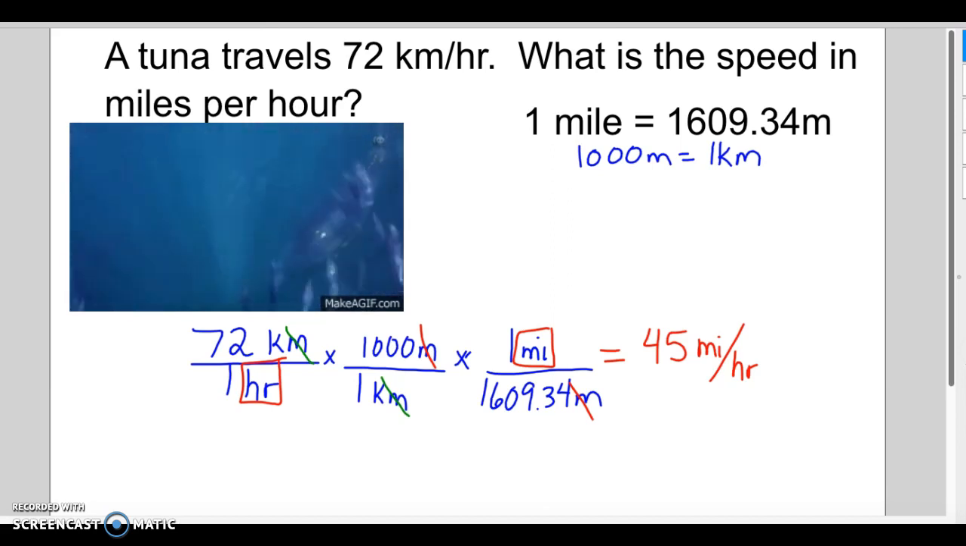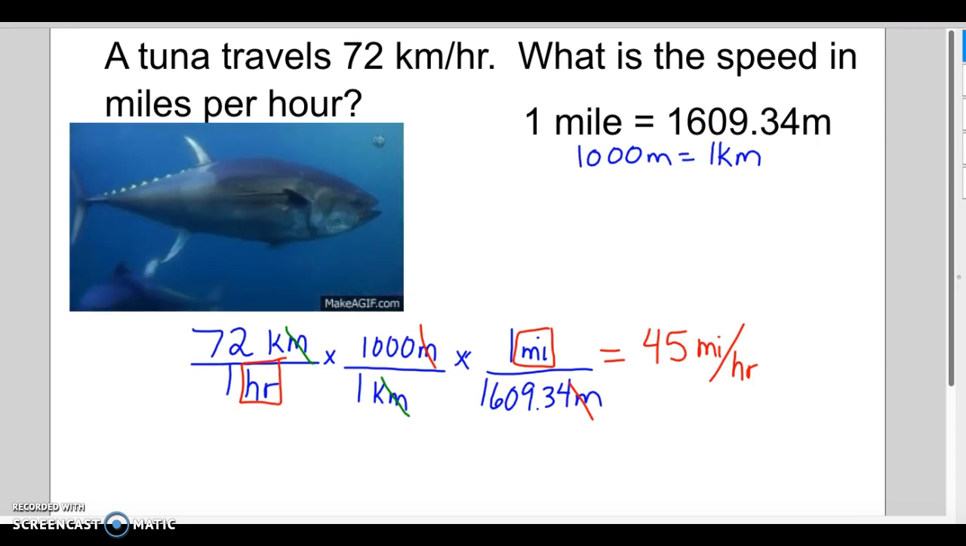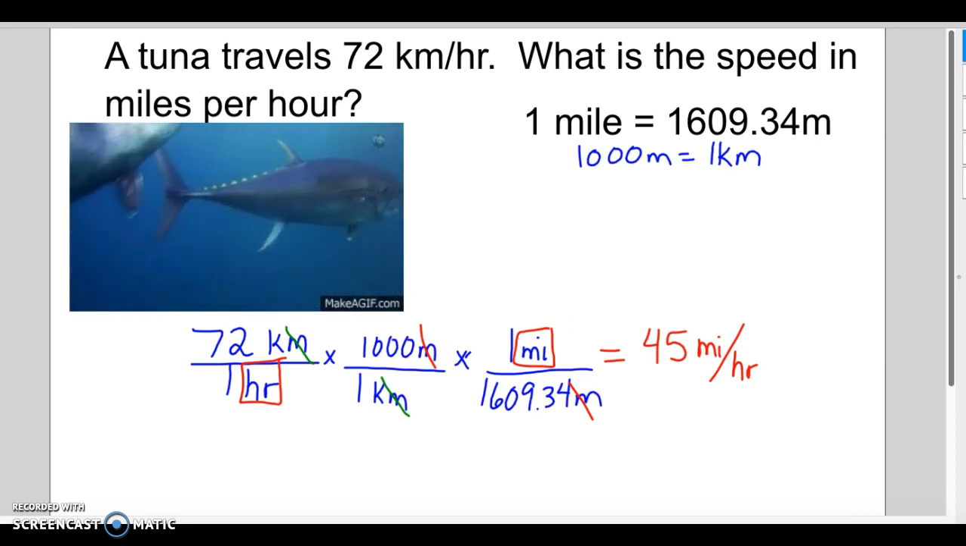So I hope that helps as you do these problems with dimensional analysis. Like I said, some of these might be easy for you in that you wouldn't necessarily have had to have done dimensional analysis, but we're going to require that you do it because we're going to be building into other types of problems that you haven't seen.